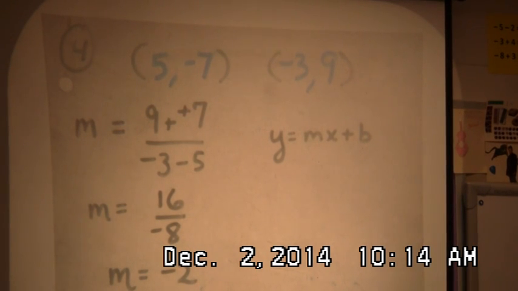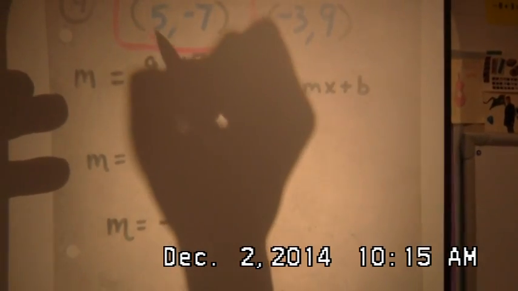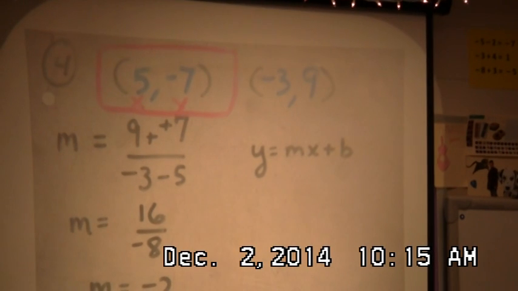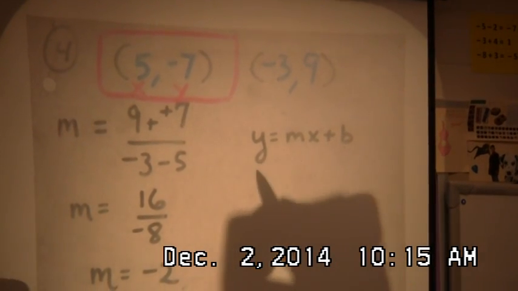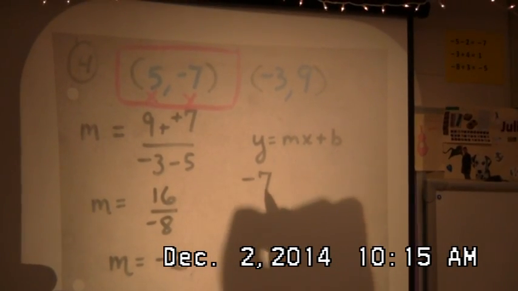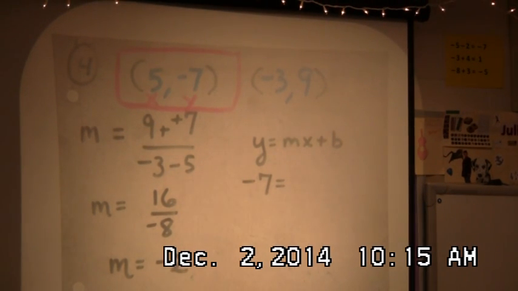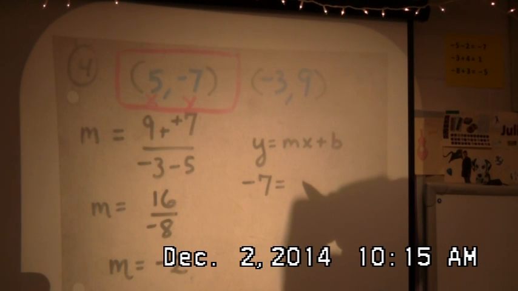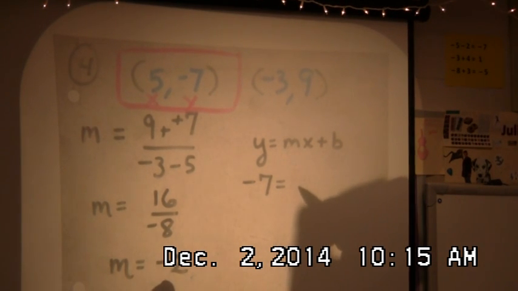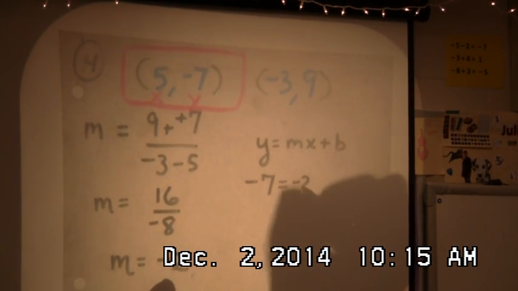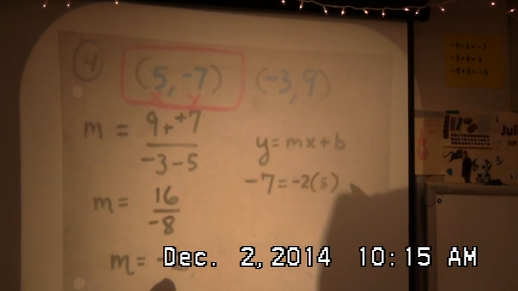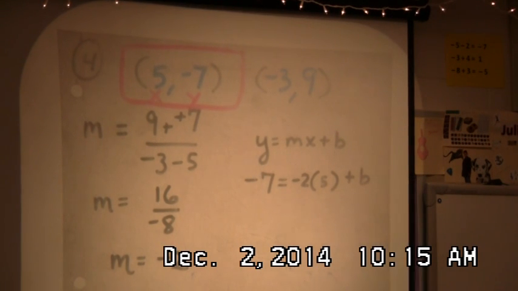You want to go 5, -7? All right, we're going 5, -7. If we use this point for our x and our y, what would go underneath the y? Perfect. -7 equals, what would go after that? Keep going. Good, but we need our slope. -2 times 5, and then what? Perfect, plus b.